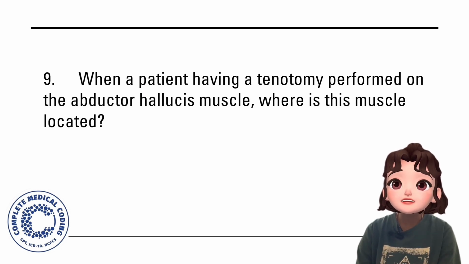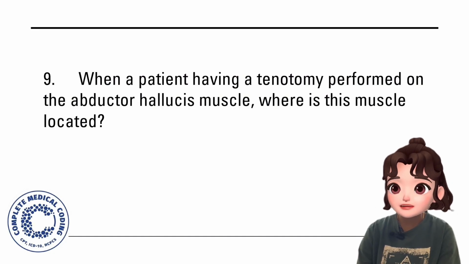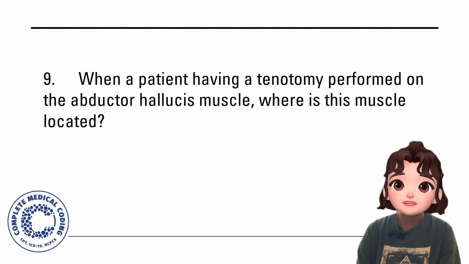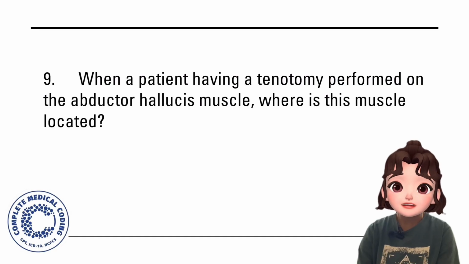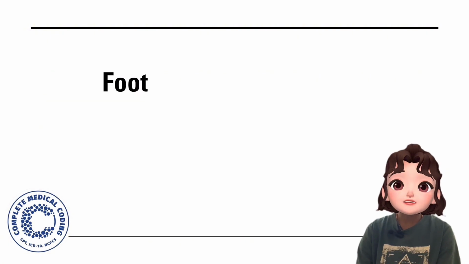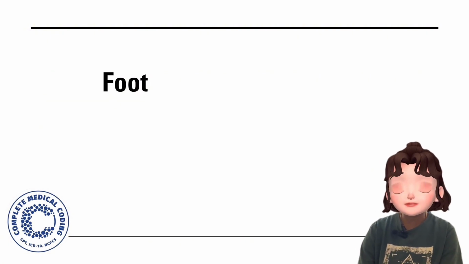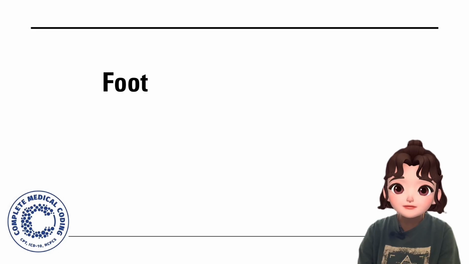Ninth one. When a patient is having a tenotomy performed on the abductor hallucis muscle, where is this muscle located? Tenotomy. Otomy means cutting. So the question is, where is this abductor hallucis muscle present? It is located on the foot. Abductor hallucis muscle is located in the foot area. So that is what it is.